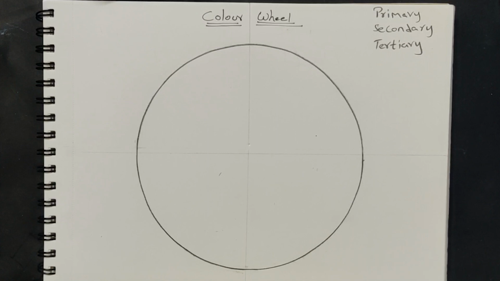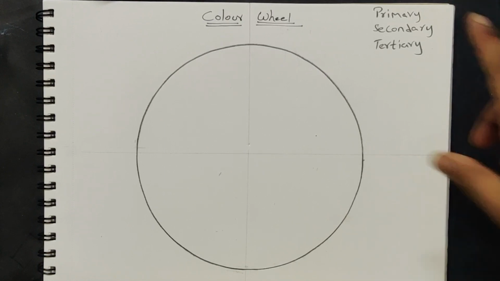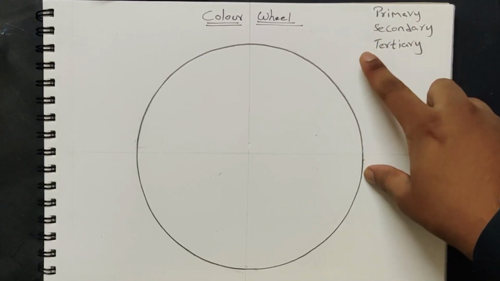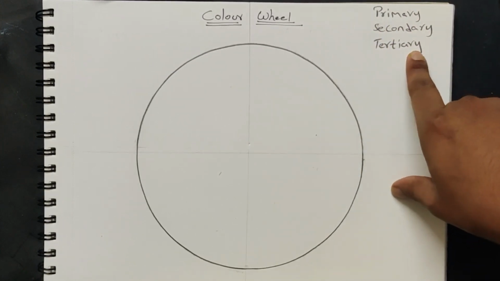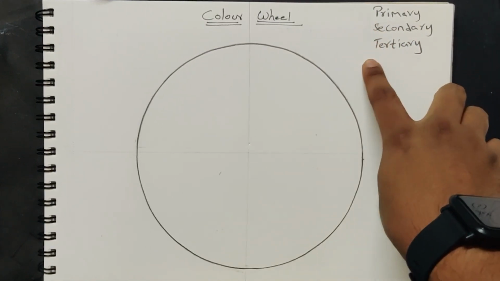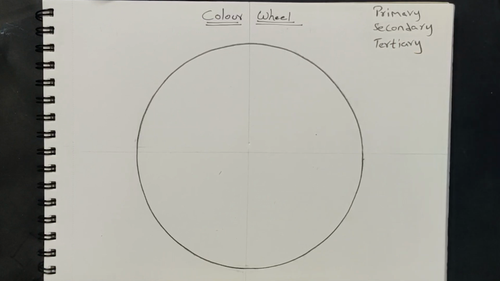So let us know what colors are. Okay. So the colors are mainly divided into three types: primary colors, secondary colors and tertiary colors. I think you all know what primary and secondary colors are by now. We will learn what tertiary colors are today.